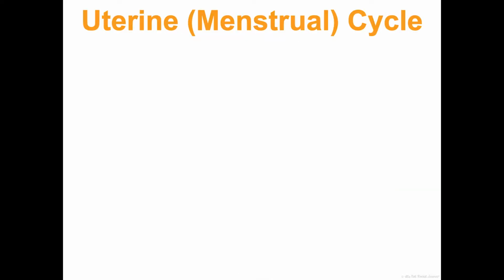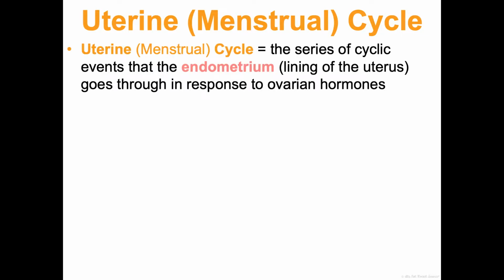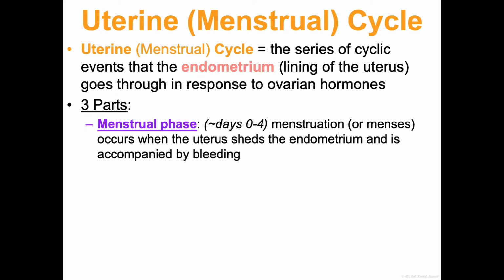All right, so this is happening at the same time as the uterine or menstrual cycle, which is a series of cyclic events that the endometrium, the innermost layer of the lining of the uterus, goes through in response to these hormones that are being secreted. So this has 3 phases. It has the menstrual phase, which is the first 4 or 5-ish days. And that's when menstruation is happening, or your period. The actual term for it is menses. It occurs when the uterus is shedding that endometrium, and thus is accompanied by bleeding.